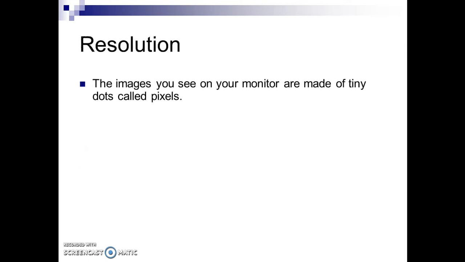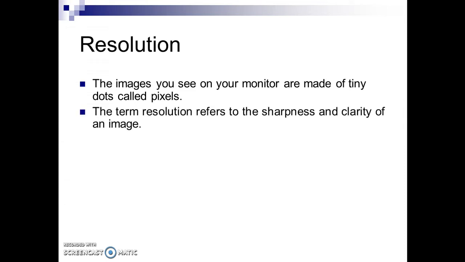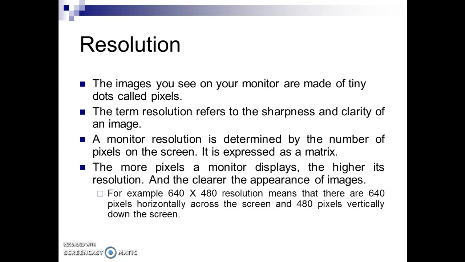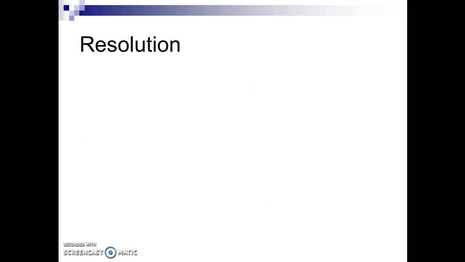Resolution, pretty straightforward stuff here. We're all rather familiar with it, but the number of pixels that we have on our screen gives us the idea of the resolution. And so we simply talk about a matrix when we talk about resolution. 640 by 480 resolution means there's 640 pixels horizontally and 480 vertically.